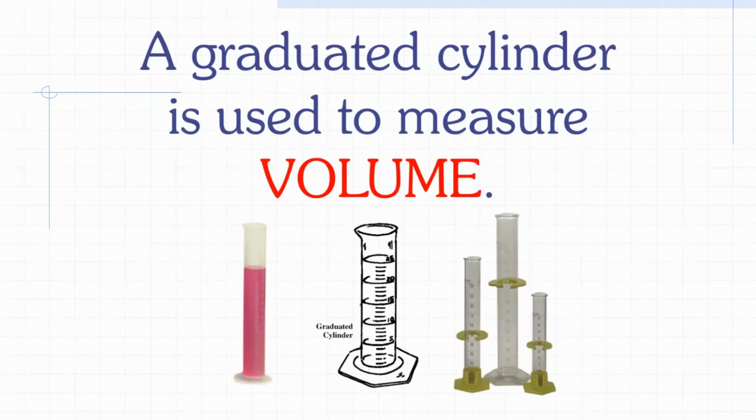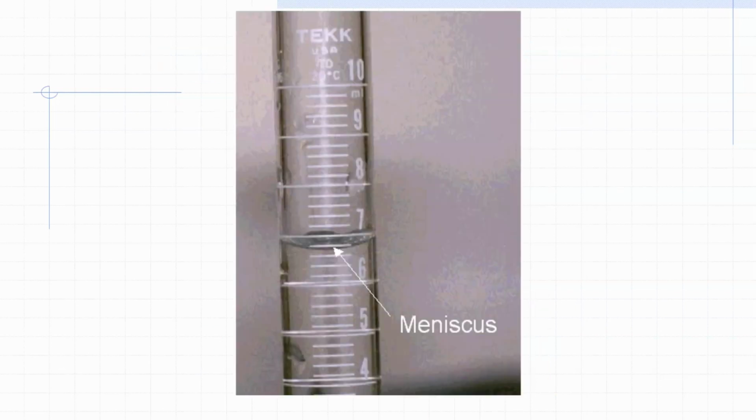The scientific tool that we use to measure volume is called a graduated cylinder. They come in various shapes, sizes, and models; here are images of graduated cylinders. They're called a graduated cylinder because they're cylinder shaped, and because of the gradients that are on that graduated cylinder.